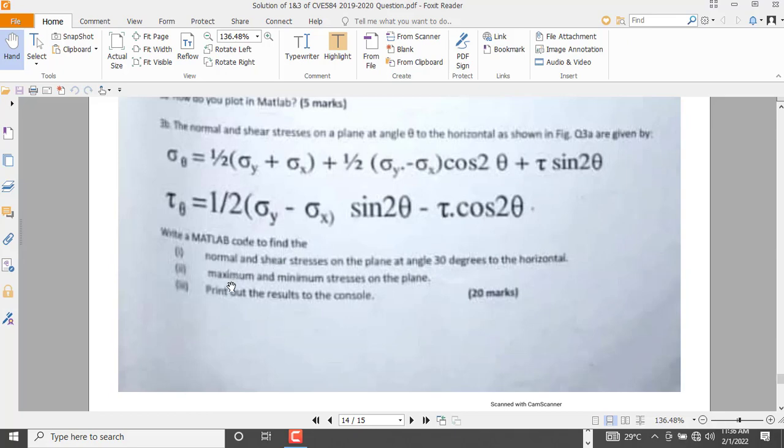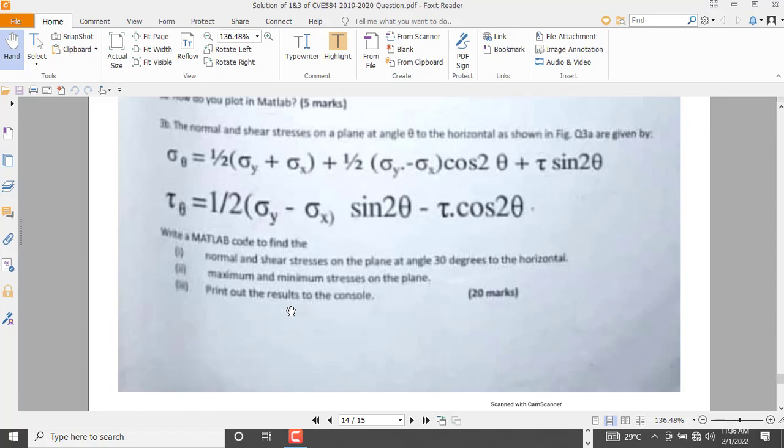The second says we are to determine the maximum and minimum stresses on the plane. What that means is that we are to determine the maximum and minimum principal stresses on the plane, that is the major stress and the minor stress, and that is when your shear stress is equal to 0. That's when you have your principal stresses. That's the second part. And then the third part says we should print out the result to the console, that is in the command window.